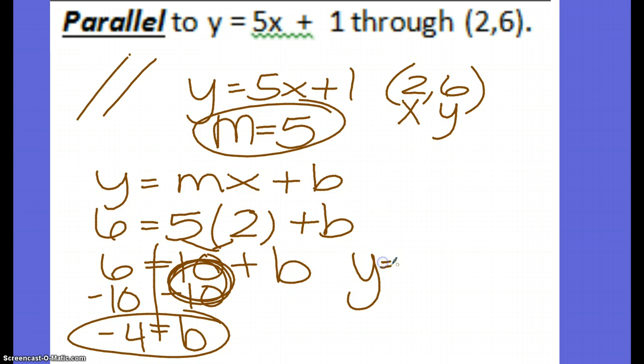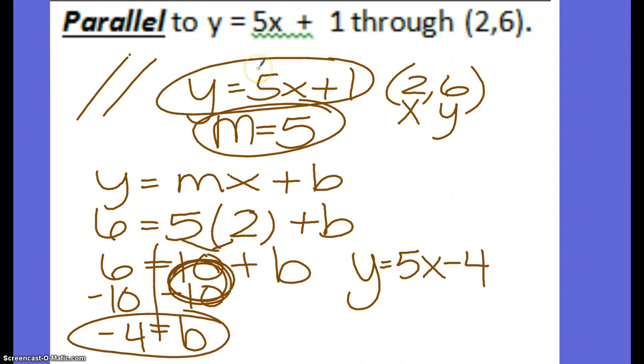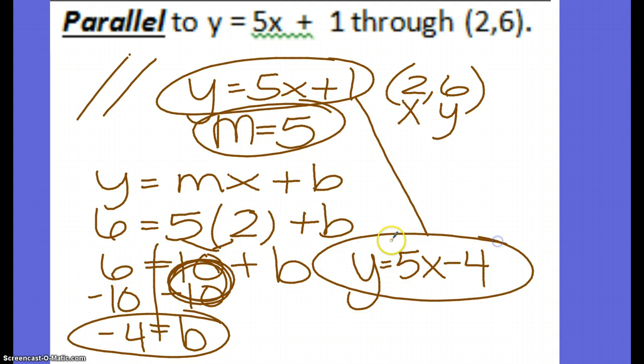So the final thing we do is we write out the equation of the line that goes through that point that's parallel to the other given line. So these two lines are parallel to each other.